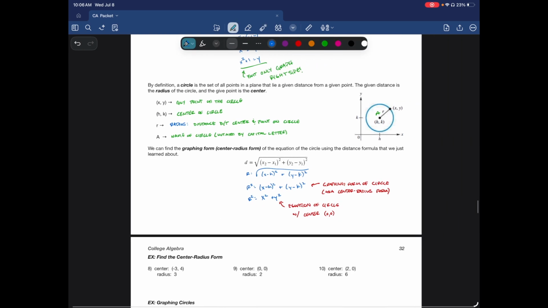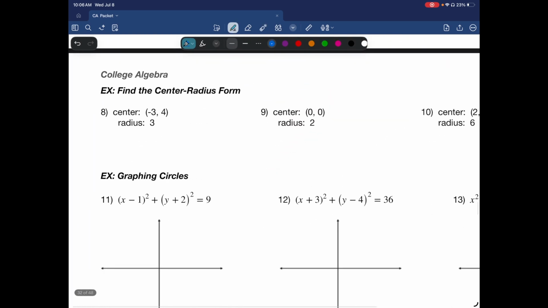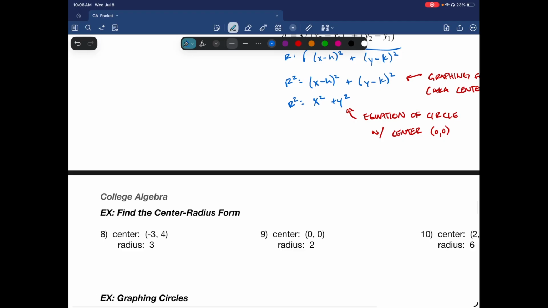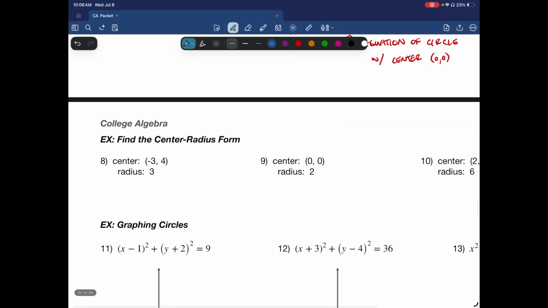All right, so let's practice. We're going to write the equation in center radius form. All right, so remember, r is the radius, but r squared goes in the formula. Okay, so this is going to be x minus negative 3 squared plus y minus 4 squared equals 3 squared. So cleaning it up, I got x plus 3 squared plus y minus 4 squared equals 9. And that would be my graphing form of the equation for that circle.